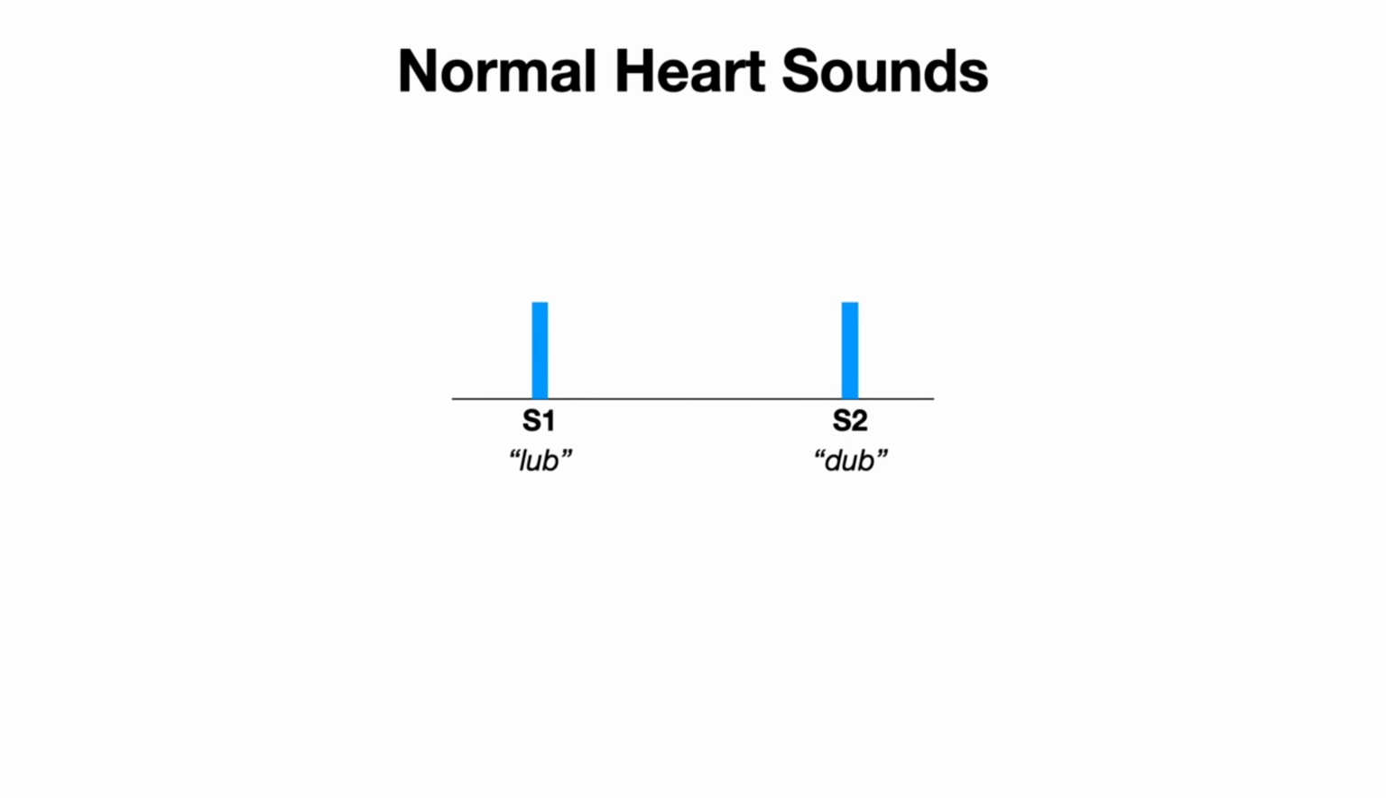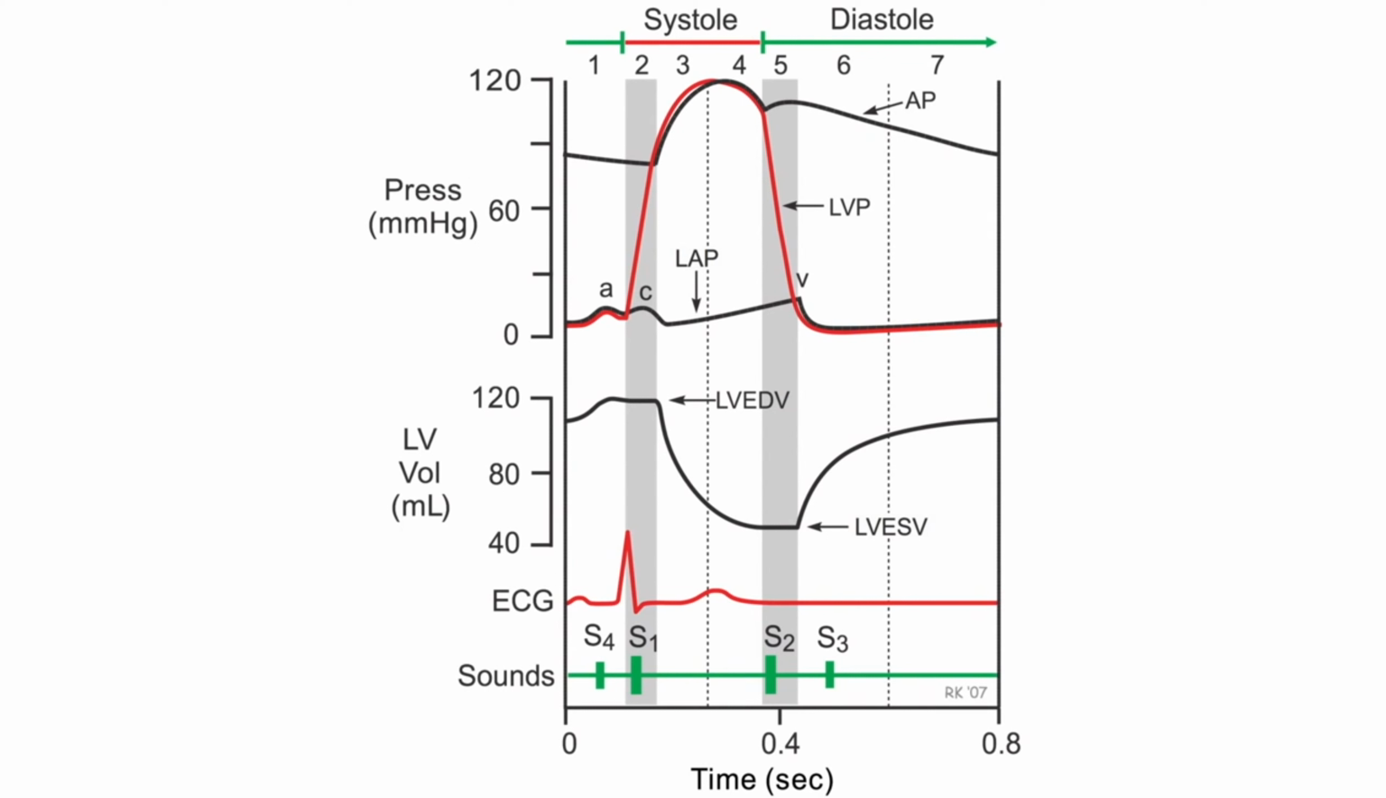Now the lub, or the first heart sound in a normal heart sound, is your S1, and the dub, or the second heart sound, is an S2. And if you look at the cardiac cycle graph, and relax, I know that you're getting overwhelmed here, but we don't need to know this for the heart murmurs section.